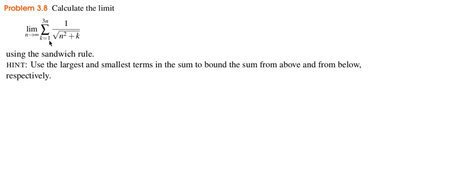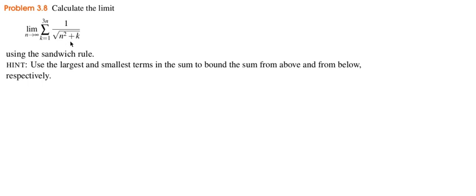Find the limit of the sum from k equals 1 to 3 times n of 1 over the square root of n squared plus k. And the question says to use the sandwich rule. The hint is to use the largest and smallest term in the sum to bound the sum from above and from below respectively.